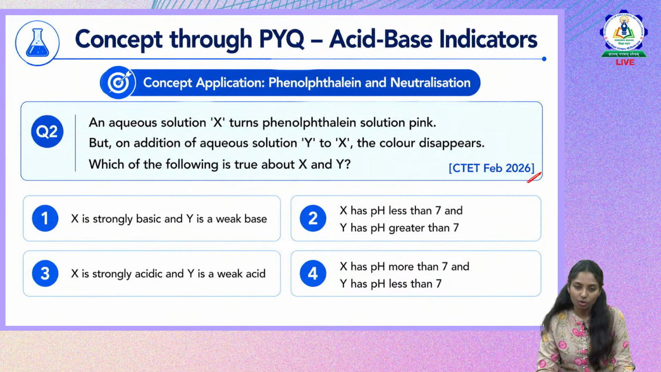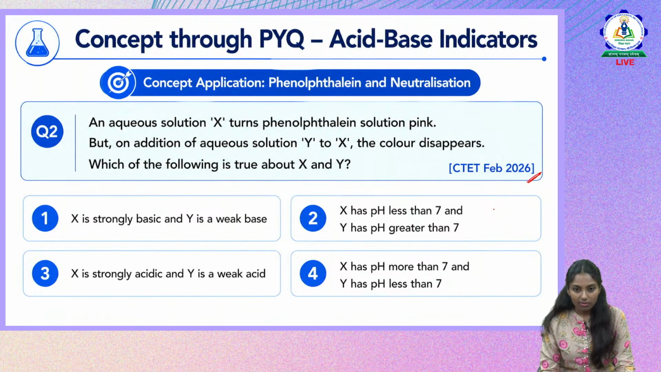They tell whether X is strongly acidic or strongly basic, whether Y is a weak base or Y is a strong base, all those things are given. And they have given something about X having pH less than 7 or Y having pH greater than 7. So the options are given to us in this manner.